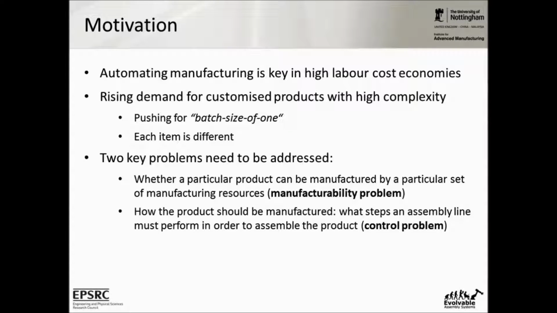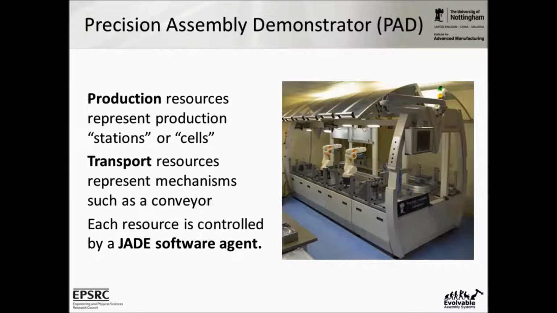One key driver in the modern automated manufacturing industry is the demand for highly customized, highly complex products at a batch size of one. As the requirements for customization become more customer-driven, the precise product configuration may not be known in advance. We have therefore developed a tool for addressing the problems of manufacturability and control in an adaptive evolvable assembly system. In our multi-agent architecture, each manufacturing resource is represented and controlled by an agent.